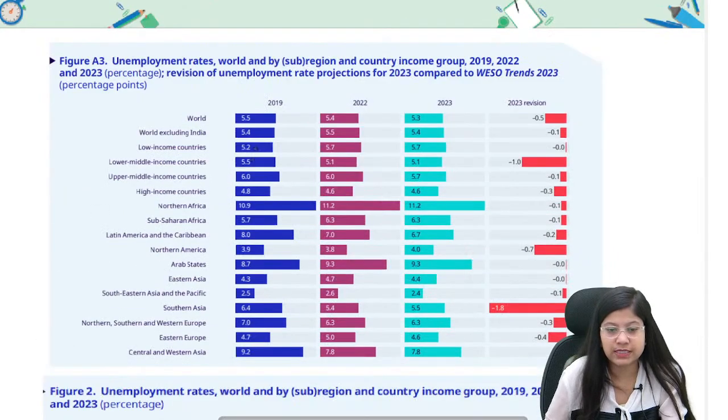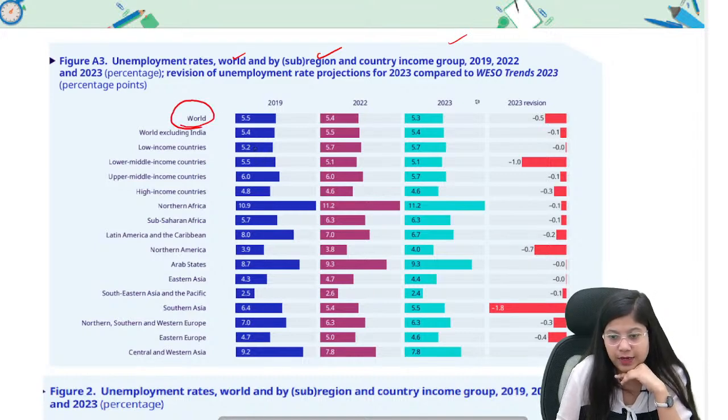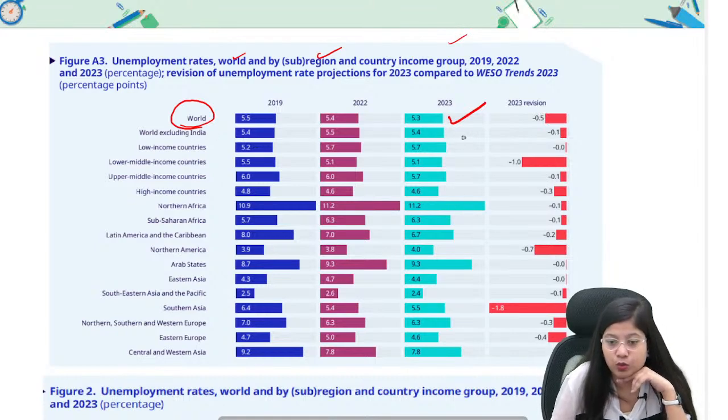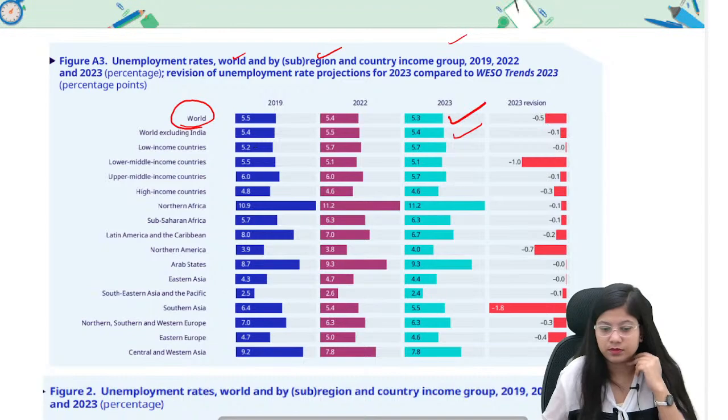So this is, guys, the unemployment rate for the world and by regions. Here you can clearly see 5.3% is the projected world unemployment rate. The world excluding India, 5.4%, and then we have different region wise estimates.